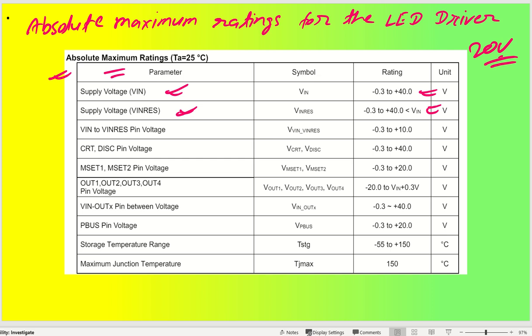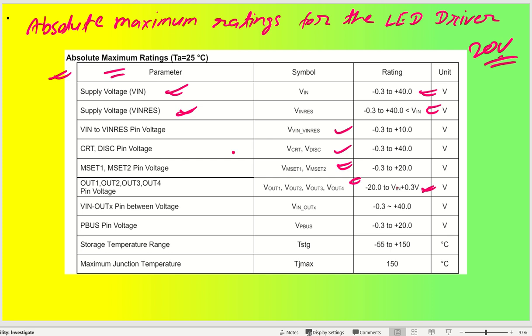Okay, then we have other voltages as well. You can see VINRS, then CRT, VCRT, VDISK, the mode settings voltage, then the output voltages are there, which are going to be a maximum of minus 20 volt to VIN plus.